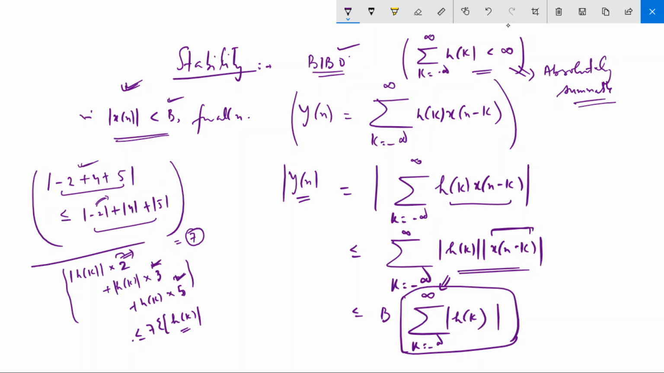Okay, if you go to continuous time, it is like this: the integral of |h(t)| dt. The impulse response should be absolutely integrable in that case. So if the impulse response is summable, your system becomes stable. If it is not summable, your system becomes unstable. Okay, this is a very basic criterion for stability.